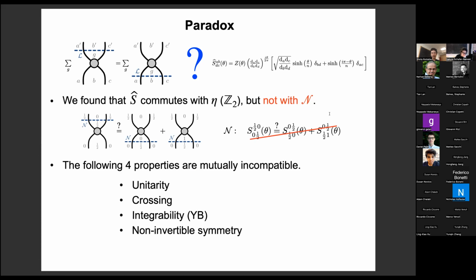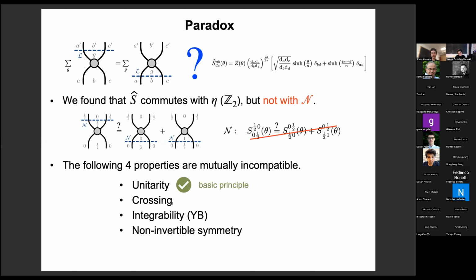So this is a kind of paradox, because what we are seeing is that the following four properties that one would postulate for this S matrix or for this theory are mutually incompatible. The first is unitarity, the second is crossing, the third is integrability, well, technically it means the Yang-Baxter equation, and the fourth is the non-invertible symmetry. So to resolve this paradox, we need to give up at least one of the four properties. So the question now is which one we should give up.